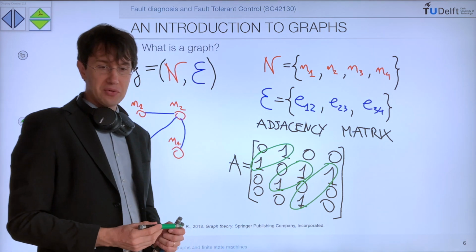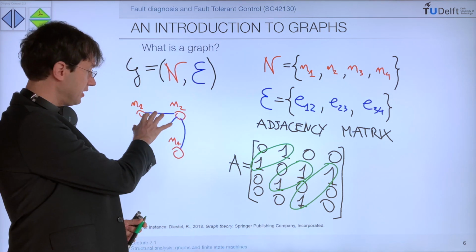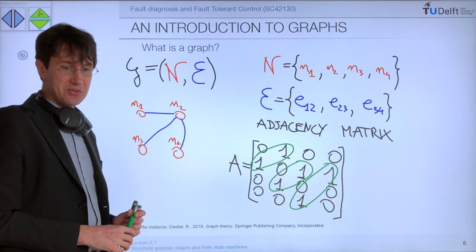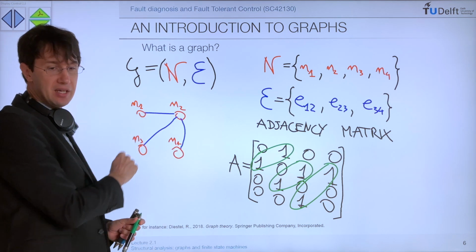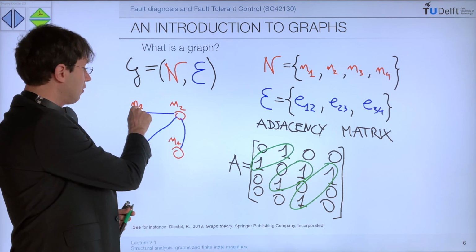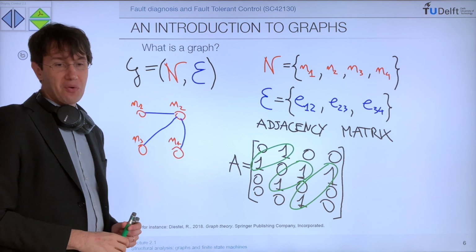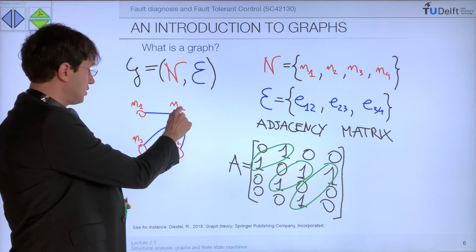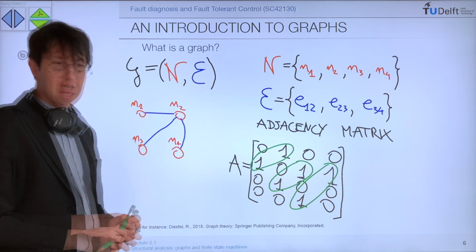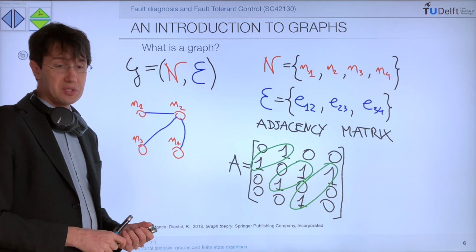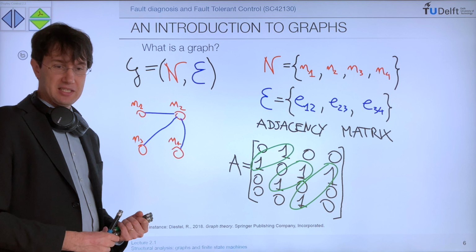And this is because the nodes here have no preferred orientation. So we have just drawn a line. So if there is an edge between node 1 and 2, there is also a connection between node 2 and 1. This is one general case, but we can also consider when there is an orientation.